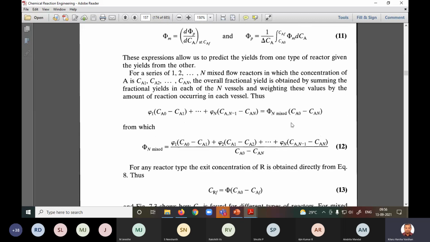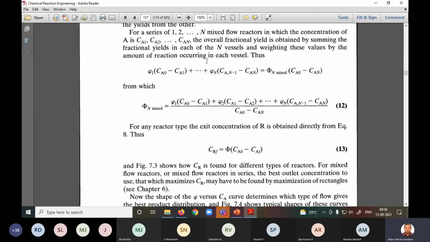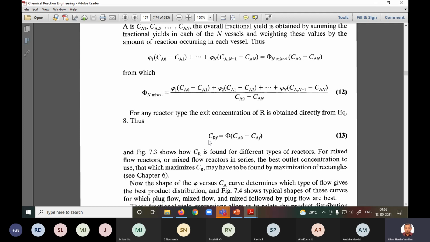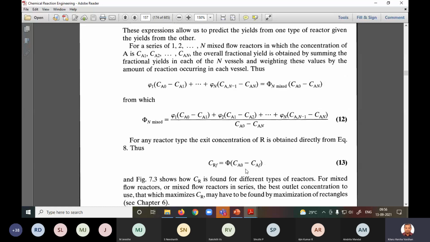Another important one is for staged reactors, that is reactors in series; this is the formula to calculate that. And the final thing is, whether plug flow or mixed flow, once you calculate the overall yield, you need to calculate R, the desired final concentration, by multiplying phi with the concentration change. So these five formulas are very important.